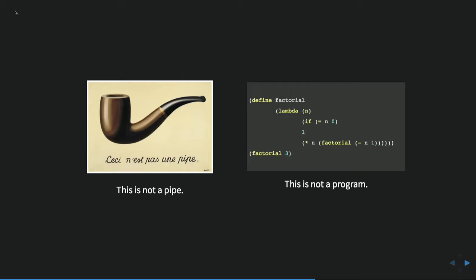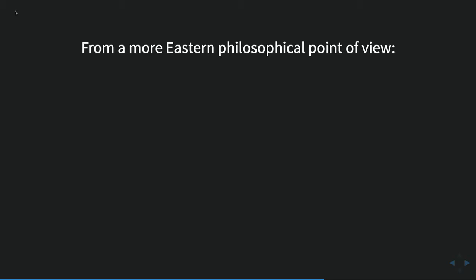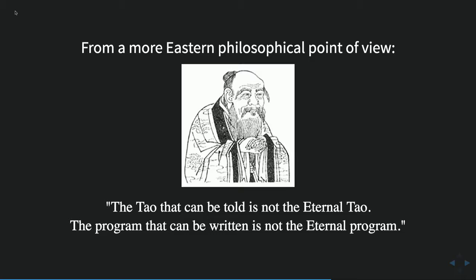So from a more Eastern philosophical point of view, we can see that, as Lao Tzu once said, the Tao that can be told is not the eternal Tao. And the program that can be written, I would argue, is not the eternal program. Because the program in its truest form is the program that is being executed, being computed, and not the program that is written. And we live in a world of representations. And so, rather interestingly, this reflects the very nature of reality itself. Okay, then of course this is the book of Tao programming, highly recommend it.